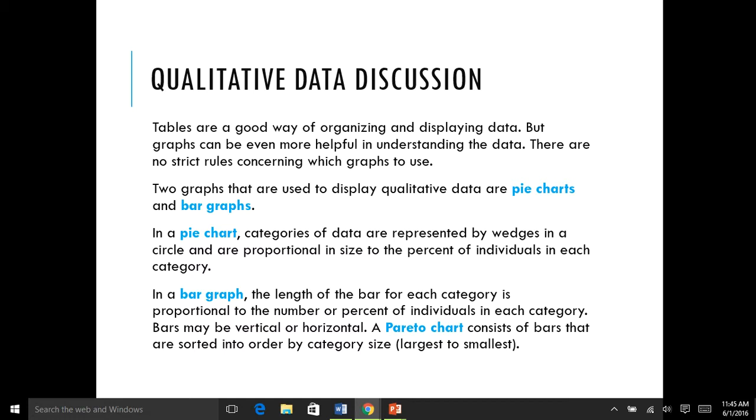In a pie chart, categories of data are represented by wedges in a circle, and they're proportional to the size, to the percentage of individuals in each category. It also has to do with the angles in a circle because the circle is 360 degrees, but we're not going to get into that. In a bar graph, the length of the bars of each category is proportional to the number or percentage of individuals in each category. Bars can be vertical or horizontal, and a Pareto chart consists of bars that are sorted from largest to smallest.